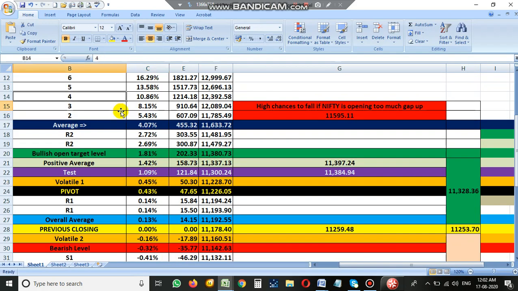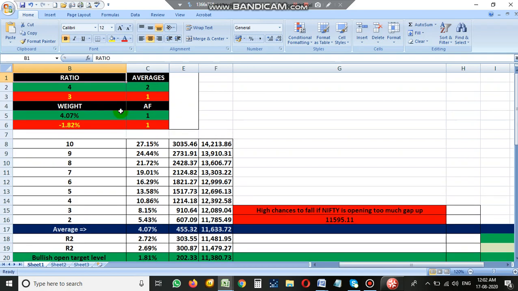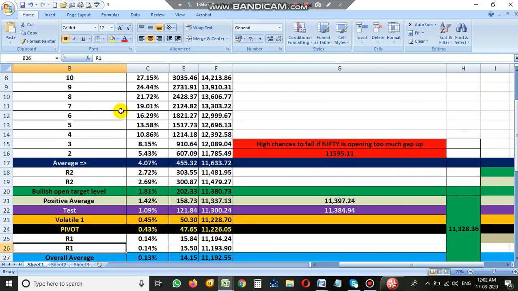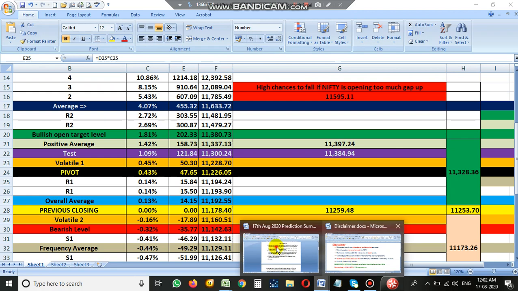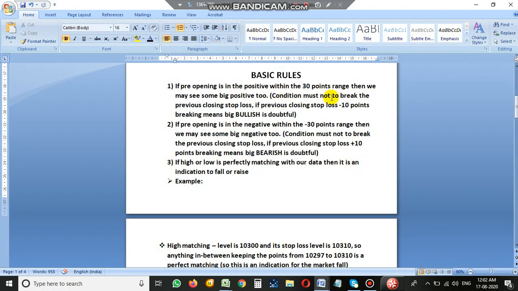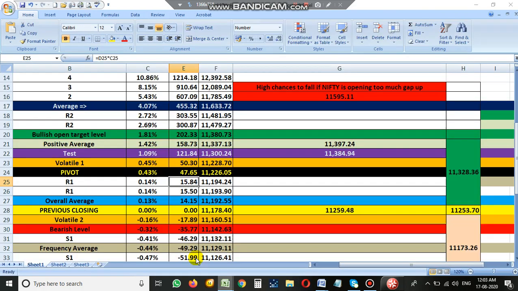For example, if Monday, I will take this. Monday we have the data in the mix, but let's take all the data as positive. So if the pre-open is above positive and somewhere within the range of 30 points, say the market opens 15 points in the positive. The basic rule condition applies to all days, with a 10 points stop loss, so we keep 10 points from the previous closing.